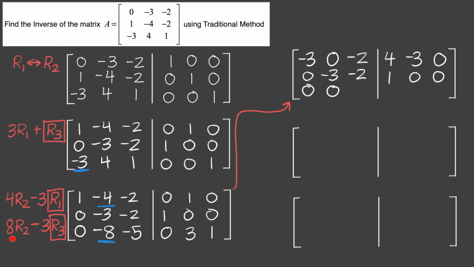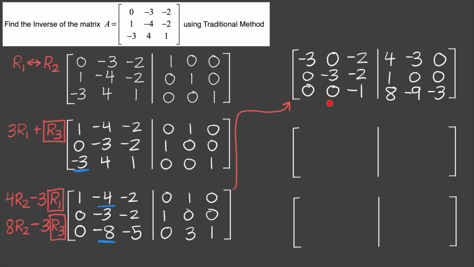All right, we'll keep going. 8 times -2 is -16. -3 times -5 is +15. So -16 plus 15 is -1. All right, 8 times 1 is 8. -3 times 0 is 0. 8 plus 0 is 8. All right, and then we have 8 times 0, which is 0. -3 times 3 is -9. So we get -9. And lastly, 8 times 0 is 0. Minus 3 times 1 is -3.